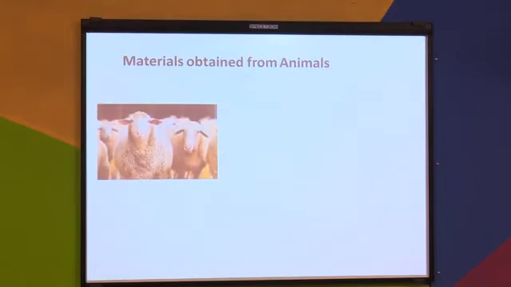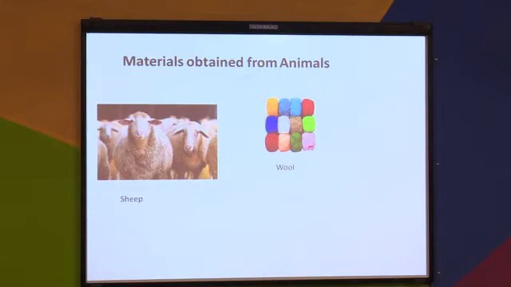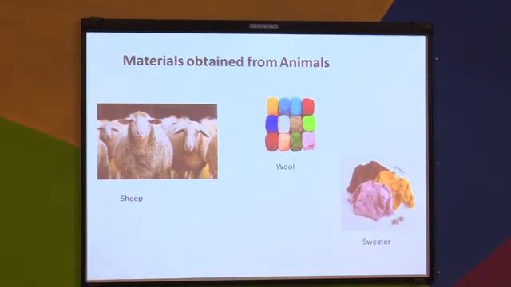What are the materials we get from animals? Now we will see. Can you see which animal this is? Yes students, tell me. Which animal is this? Sheep. Yes or no? Sheep. Okay. So what do we get from sheep? We get wool from the sheep. What do we get? We get wool from the sheep. So what will we do with the wool? We make sweaters.